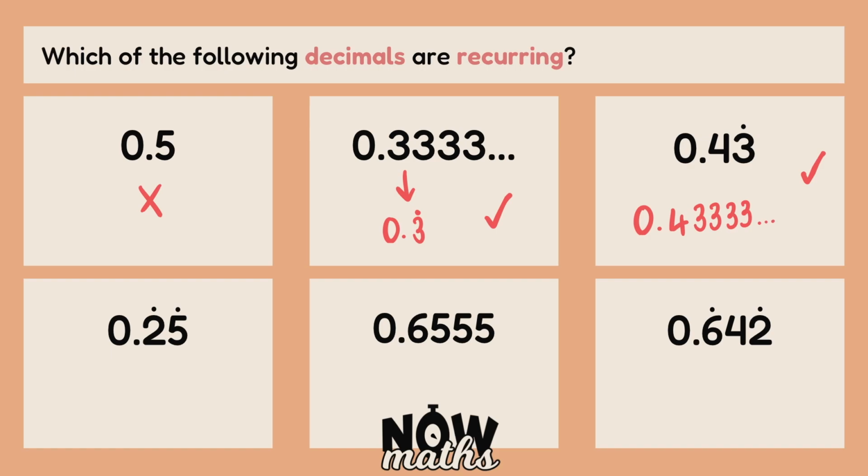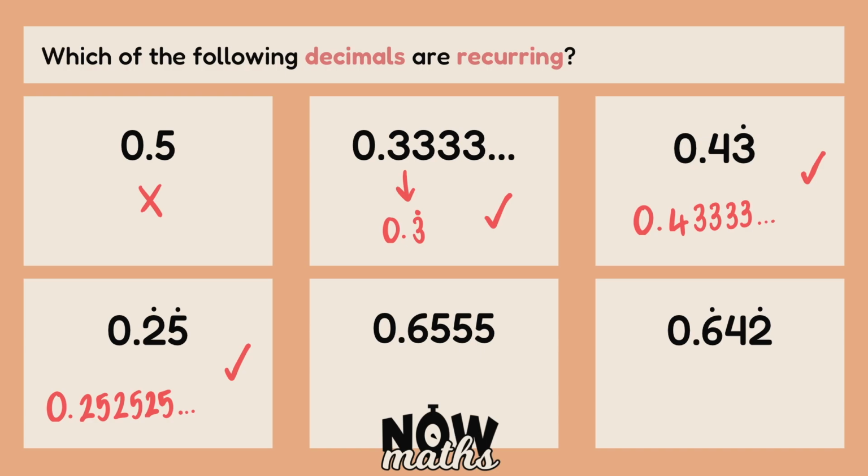Our next decimal is 0.25, and we have 2 recurring dots this time, so this is definitely a recurring decimal. Because there is a dot above the 2 and the 5, this tells us that the 2 and the 5 repeat infinitely, so we would have 0.252525, and so on.